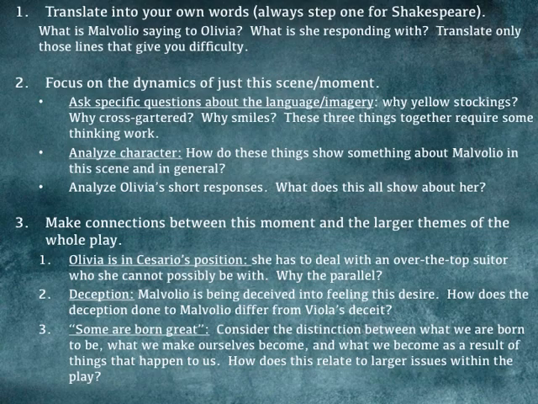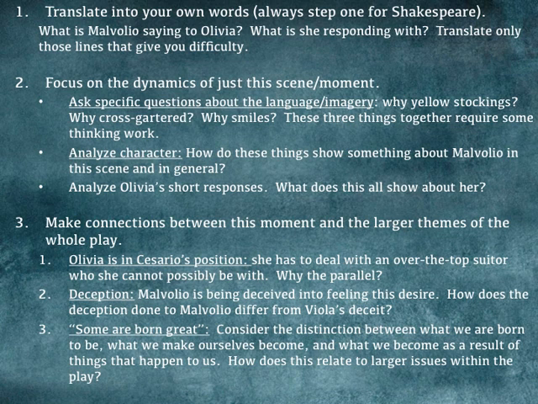Well, the first things that stand out to me is, why did he choose yellow stockings, cross-gartered, which means basically he's got tight ribbons tied around his knees? Why is he making Malvolio smile so much? I mean, these three things together require some thinking work from you. Shakespeare could have chosen anything for Malvolio to make a fool of himself with, but he chose these three things, which really stand out to us.